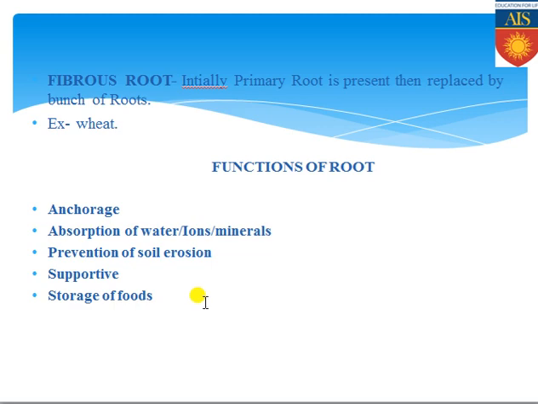Storage of food: in some roots, food remains stored within the root, and due to this storage the roots get a swollen appearance. Radish and carrot are examples of such roots. They are modified due to the storage of food within them. So these are the various functions provided by the root system of plants.